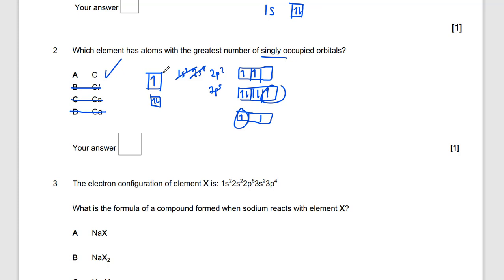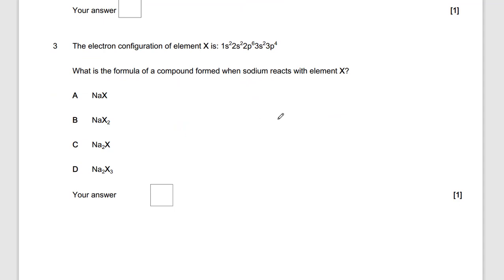Okay, trick to these multiple choice questions. I'm going to mention this a lot through these videos. Don't get bogged down time wasting. Okay, there are simple ways to work out these questions. You don't need to spend ages figuring out what the electron structure is in its entirety when only the outside shell matters. Okay, right, number 3.